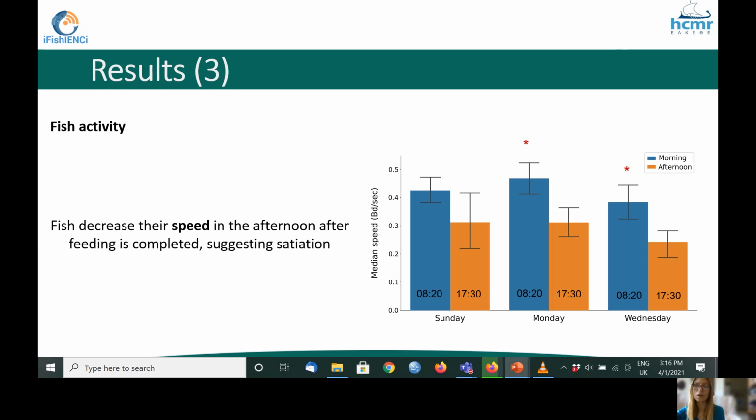Regarding now the fish activity, we found that the fish decrease their speed in the afternoon after feeding is completed, suggesting that the speed could be linked to hunger or satiation levels. The figure on the right shows the bar plots of the speed for different days and for different times in a day. The red asterisks indicate a statistically significant change in speed from morning to afternoon, something that does not happen on Sundays. More data are obviously needed to be able to infer the significance of the changes on Sundays.